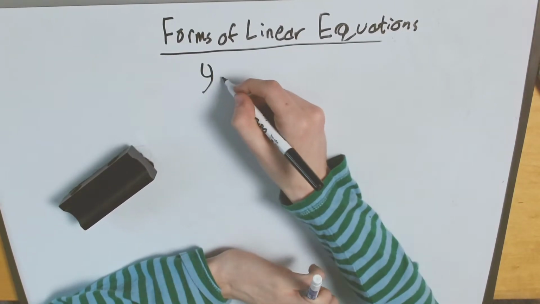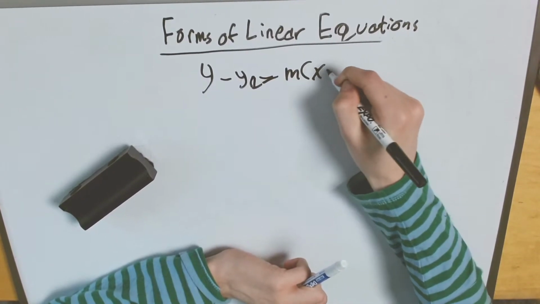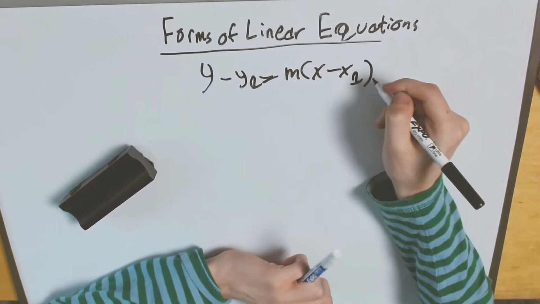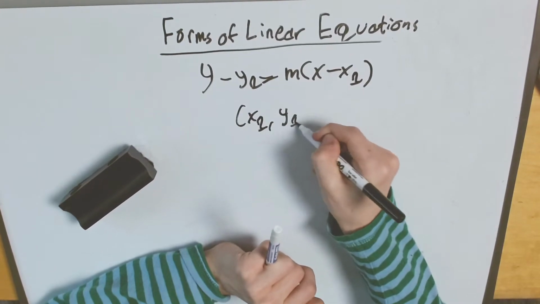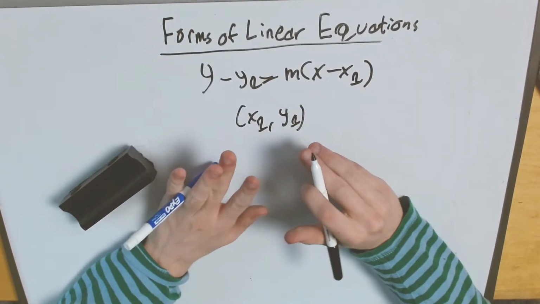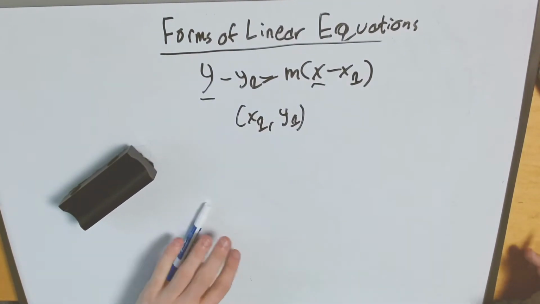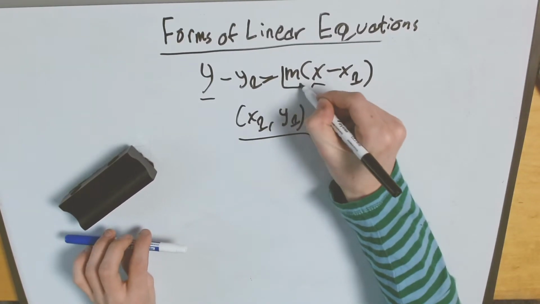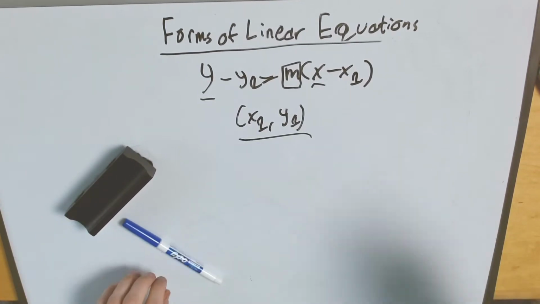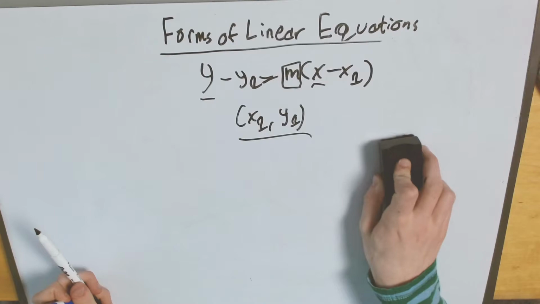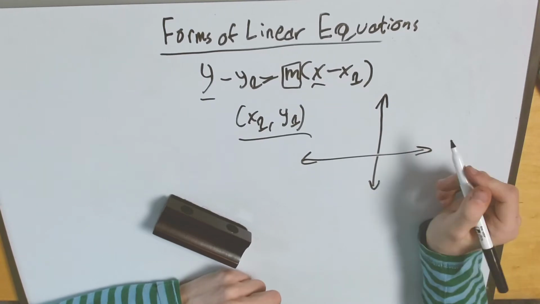So y minus y1 equals m times x minus x1. What are y1 and x1? Well, x1 and y1 just refer to a single point on the line, where y and x are every point on the line. So you just need to know a single point on the line and the slope m, and you can write an equation for that line, and then you can go ahead and graph it.